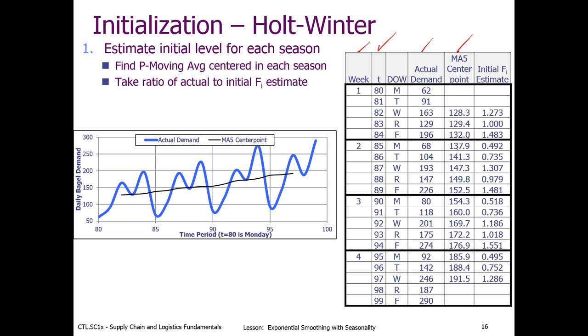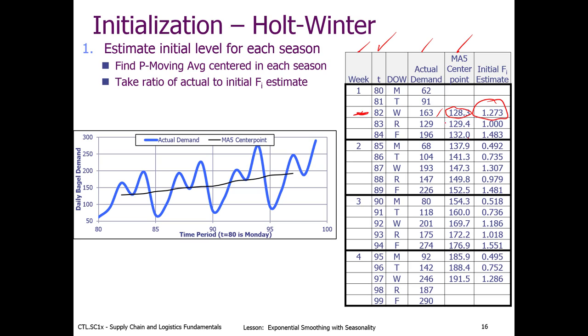Essentially, on Wednesday, let's look at one, time period 82, actual demand was 163. The moving average around that was 128.3. If I want to find my seasonality, all I want to do is divide my actual demand by that estimate, which is the estimate of the level. So I'm de-leveling it. And that says Wednesday has about 27% more than the average day, or 1.273.